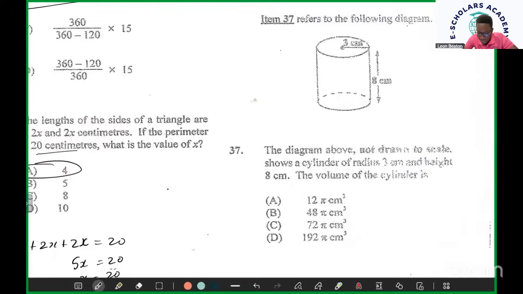So item 37 refers to the following diagram. The diagram above, not drawn to scale, shows a cylinder with radius 3 cm and height 8 cm. So the volume is pi r squared times the height. So the volume will be pi times 3 times 3 times the height, which is 8. 3 times 3 is 9. 9 times 8, 8 nines, 72. So we got 72 pi, which is C.